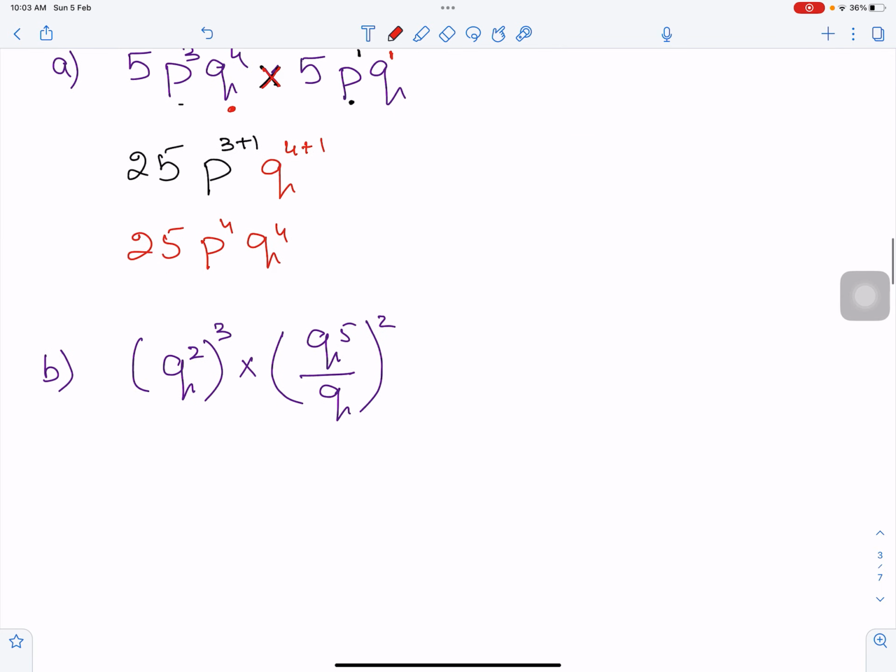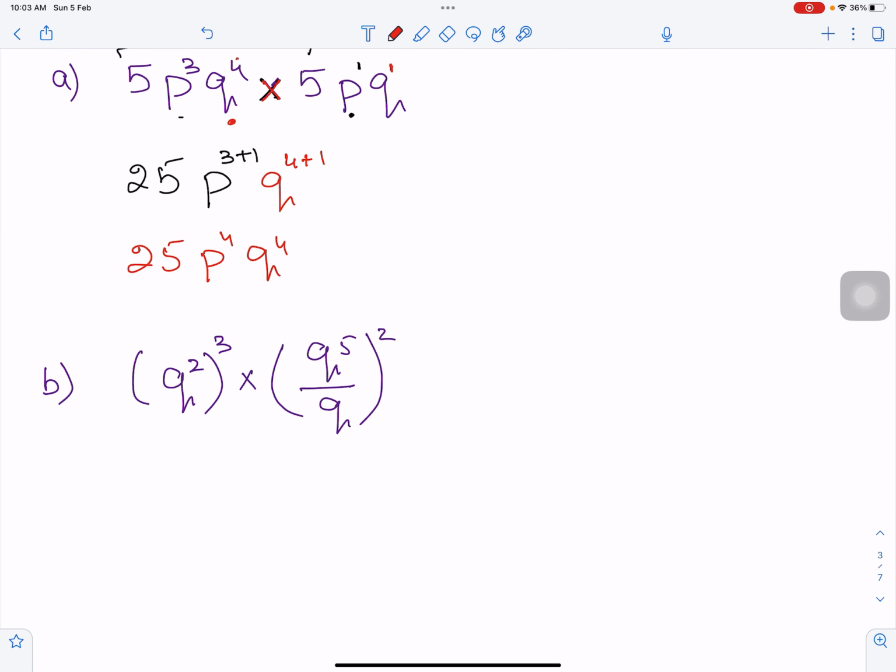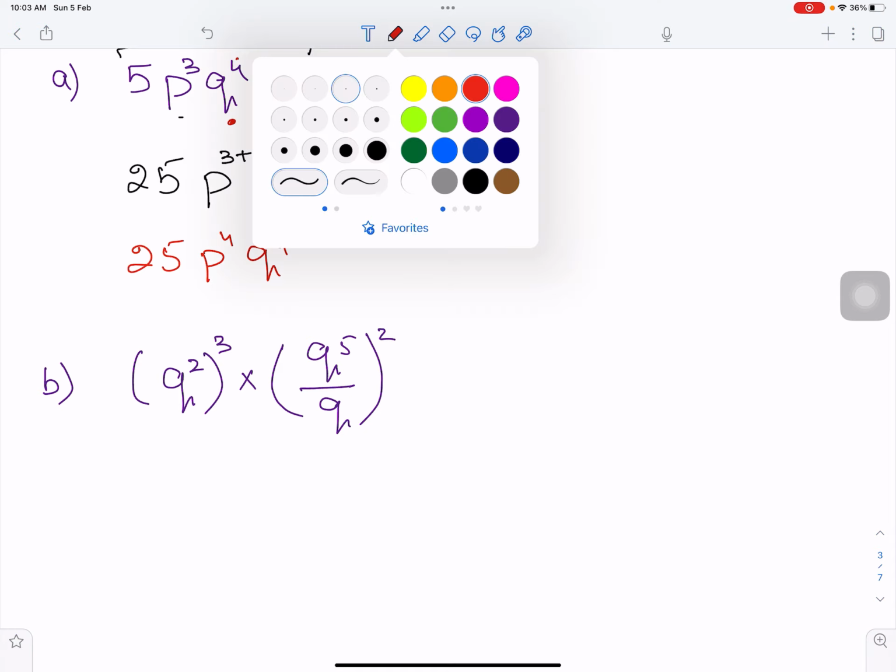Do it stepwise. Let's see this question. Now there is division, there is power, a lot is here. Okay, one by one.